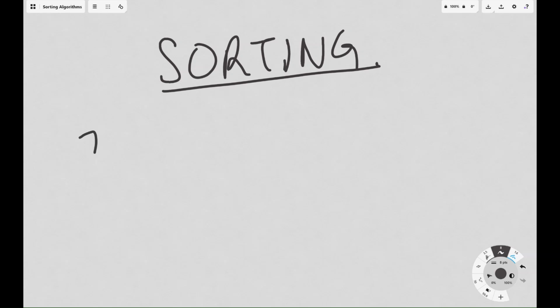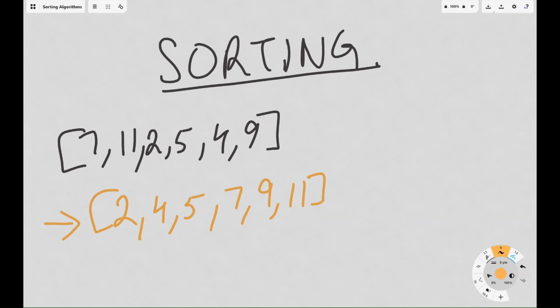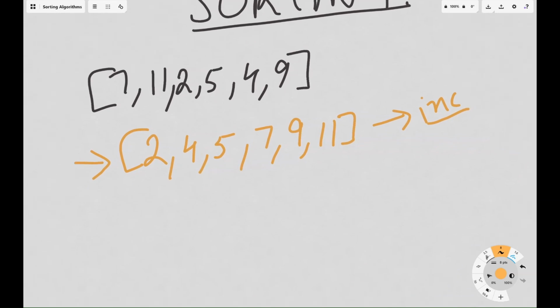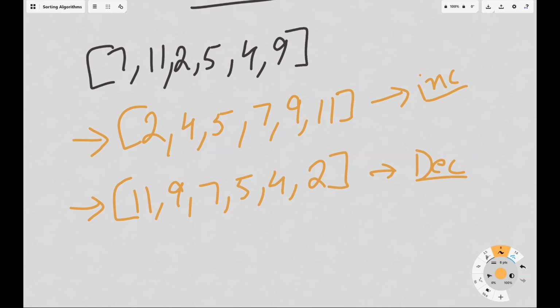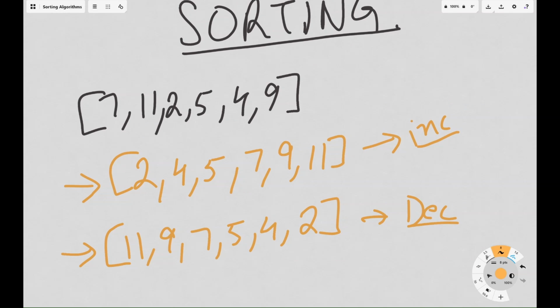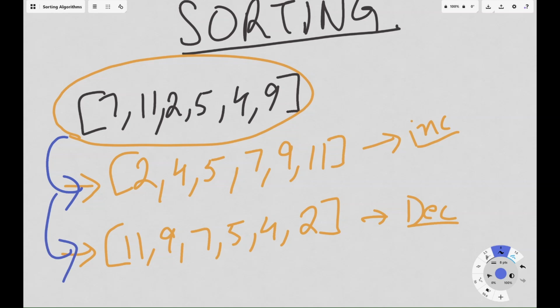For example, let's take an example as 7, 11, 2, 5, 4, 9. This is our input array, and if we want to sort this array, the sorted array will look like 2, 4, 5, 7, 9 and 11. This is a sorted array in increasing order. In the same way, if we reverse this array, it will be 11, 9, 7, 5, 4, 2. This is also sorted, but in decreasing order. So sorting typically means rearranging the elements of the given input so that they are in either an increasing order or a decreasing order. It depends on what we want to achieve.